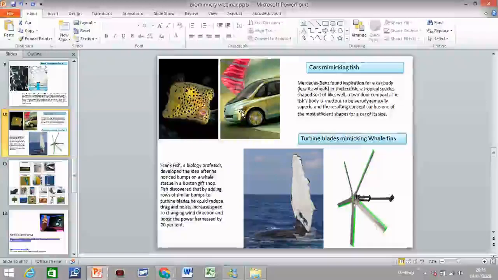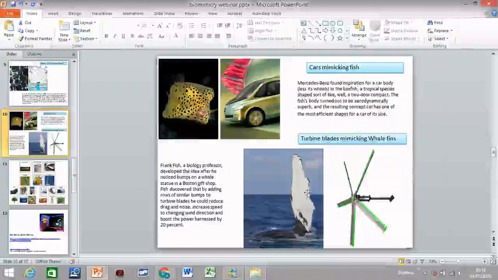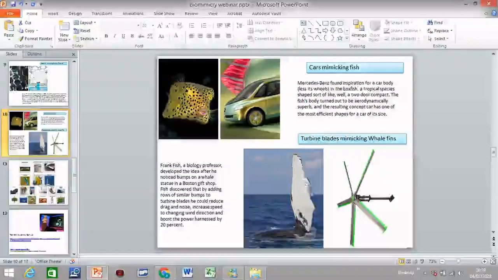Frank Fish, a biology professor, noticed the edges of a whale fin have these jagged bump edges. He thought that was a mistake when he went to buy a gift originally, but upon research noticed that there's a reason behind those bumps. They actually make the whale cut through the water more efficiently. That is now applied to things like wind turbines, where it increases the speed and reduces drag and noise, making it more efficient, and boosts the power by up to 20%.